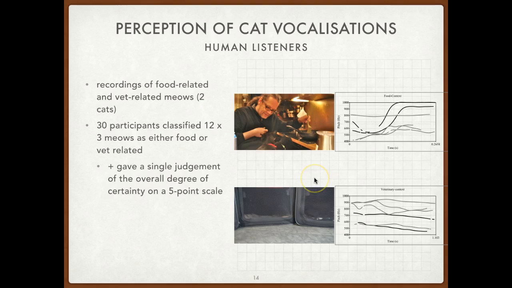Now, the second type of meows were vet-related, when cats were sitting in their transport cages in the waiting room waiting to see the vet. And this is what the 6 meows we used in this study sound like.